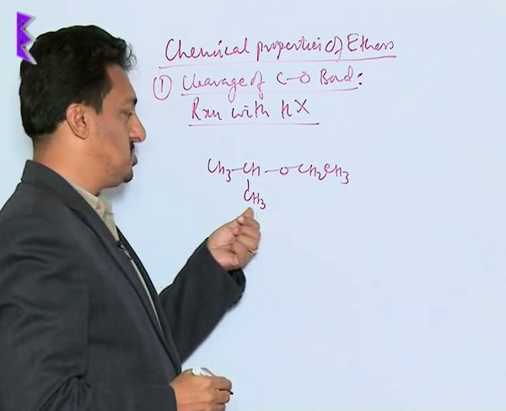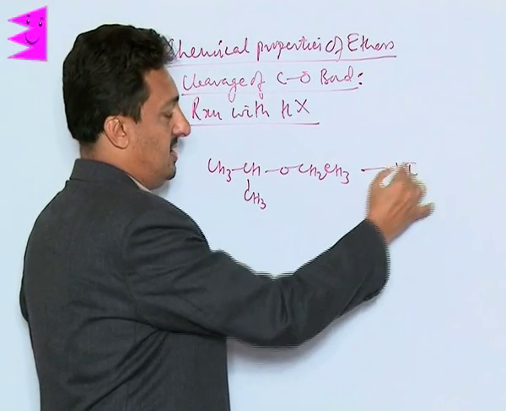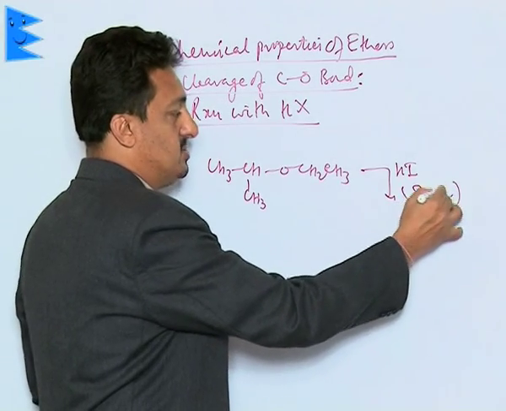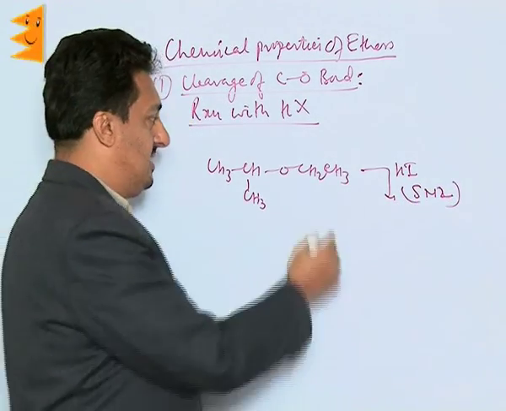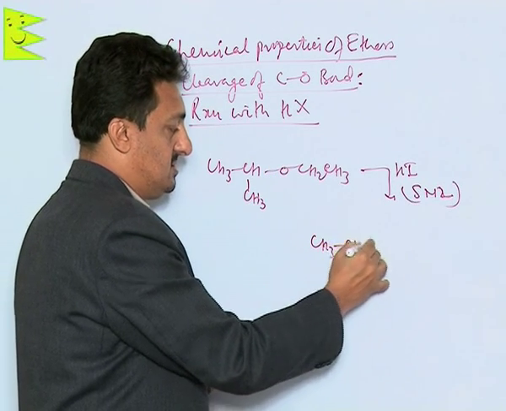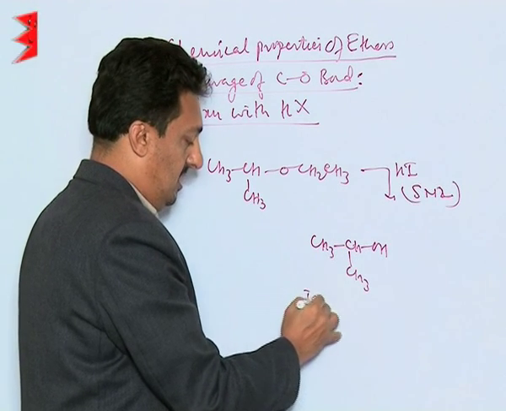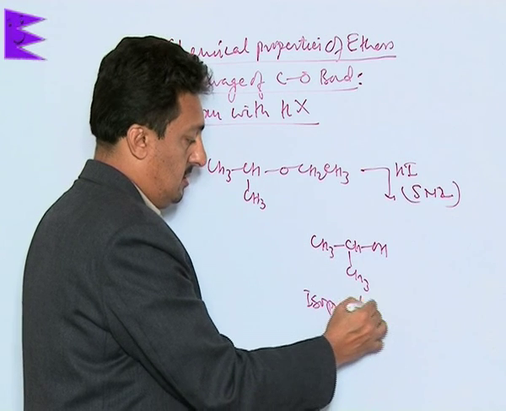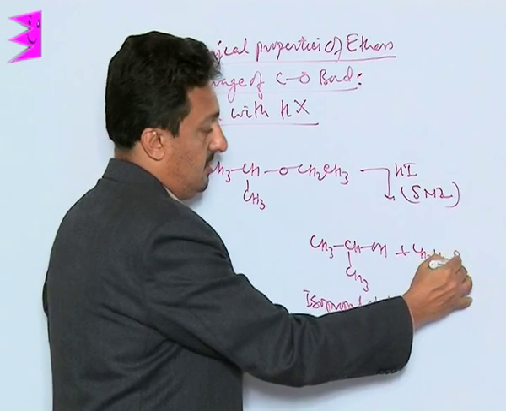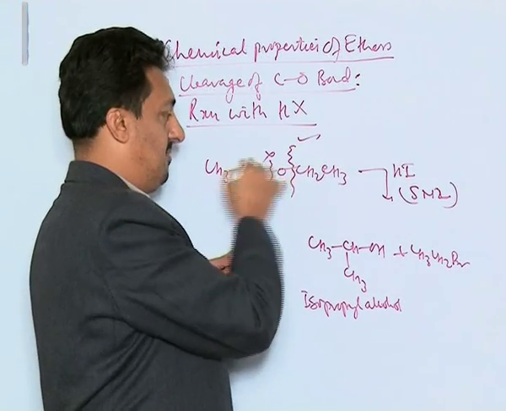Like if we have ethyl isopropyl ether, and we treat this with, suppose, HI, what you need to remember is that this reaction is carried out only by the SN2 mechanism, and protonation of this oxygen takes place. This reaction is going to give us isopropyl alcohol and ethyl iodide. So the question comes, this C-O bond breaks, this doesn't break. Why?